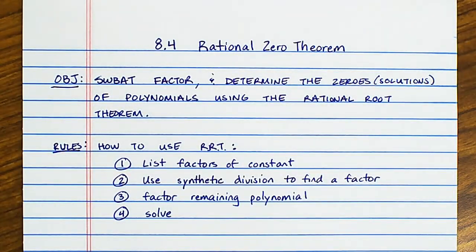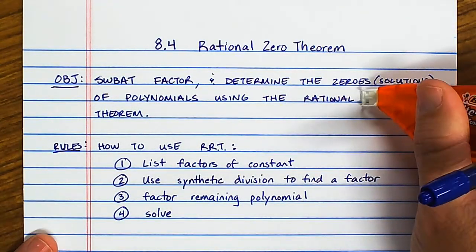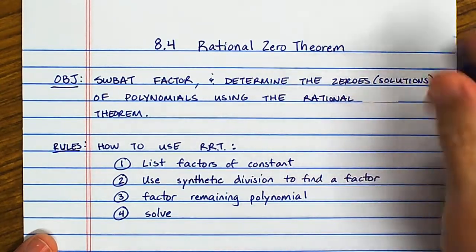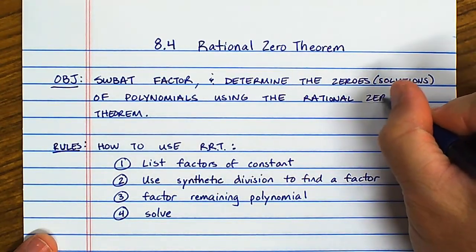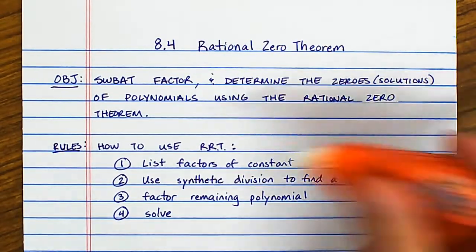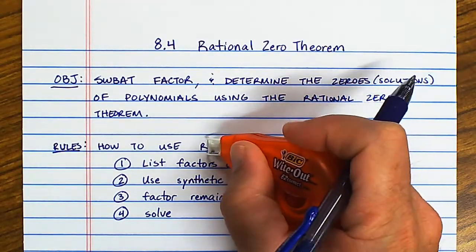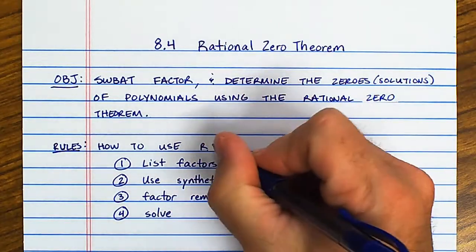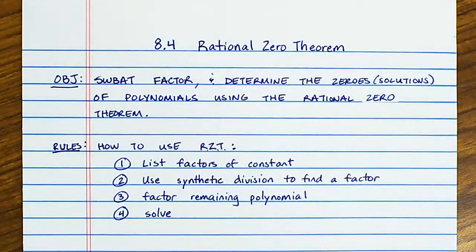Let me get my white out. Make that perfect. Rational zero theorem. Zero means solutions. And the rational, this should be a Z. It's one of those Mondays, but it's not a Monday.